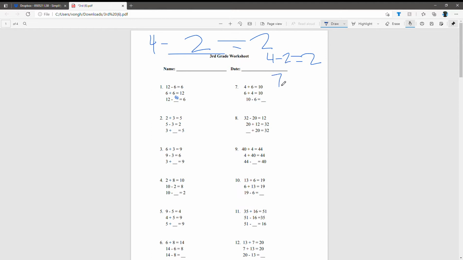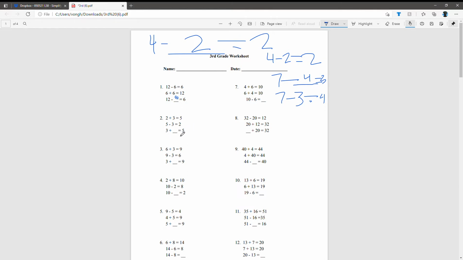Same thing for here, 7 minus some number equals, let's say, 3. Just rewrite it as 7 minus 3, and the answer is 4. So that's how you solve a problem when you're missing the second number here.